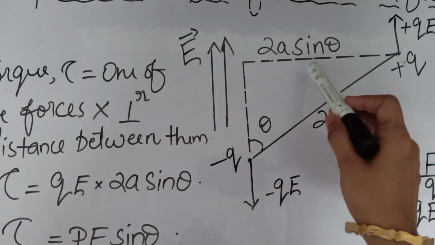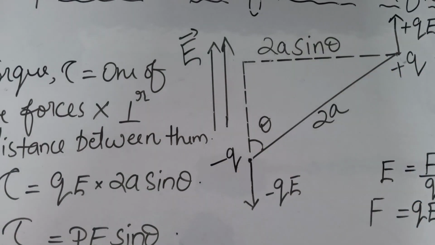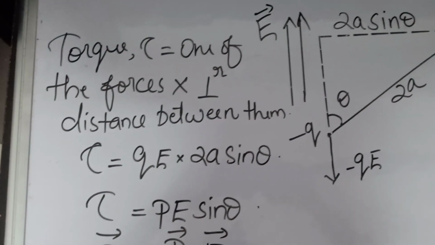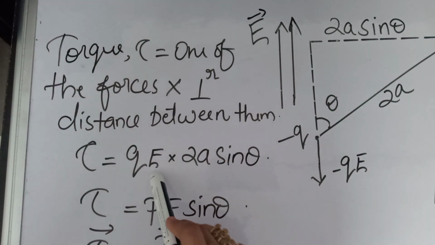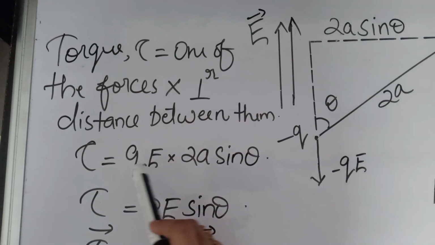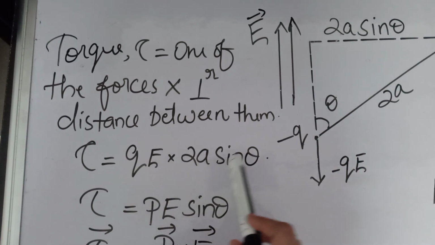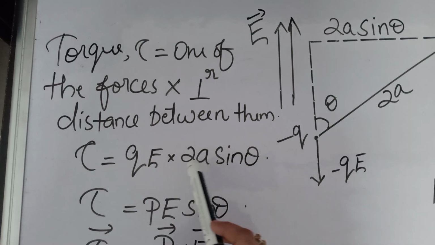Then what will be sine theta? Here we can find this length, right? So that will be 2a sine theta. So we can substitute that equation. So then what we will get, tau will be equal to QE, QE is one of the forces. Force is QE, only the magnitude we are taking. Then into the perpendicular distance, that is 2a sine theta. So QE into 2a sine theta. QE means that is force, right, into 2a.